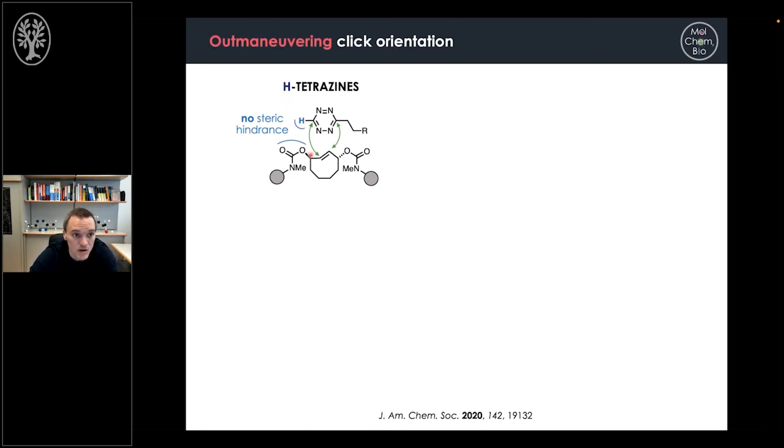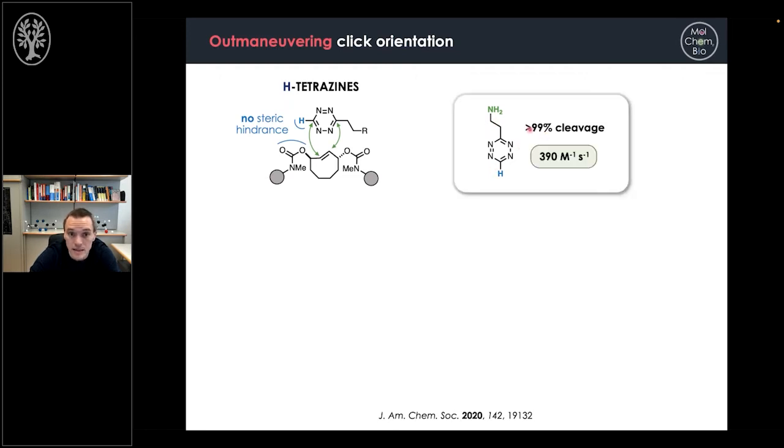But in this case, we thought, okay, this should not really matter as long as this R group here is a directing group. So we would still achieve cleavage here. And we used Sander van Kastelen's, let's say, H ammonium tetrazine, here shown as the amine. And yes, that was something that worked really nicely.